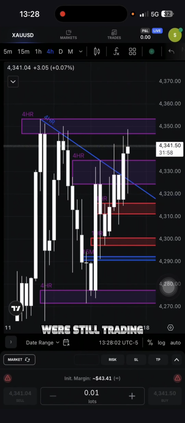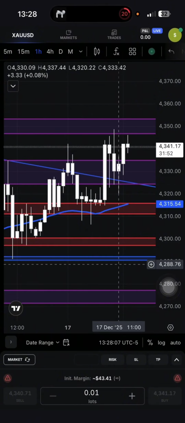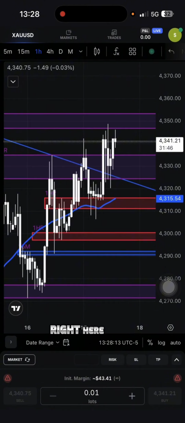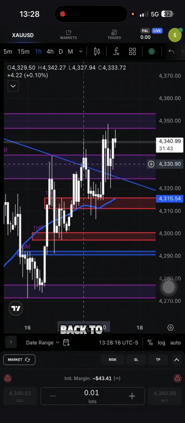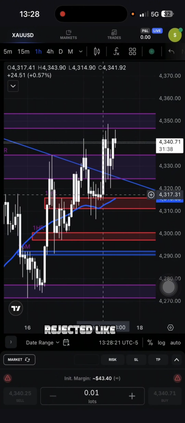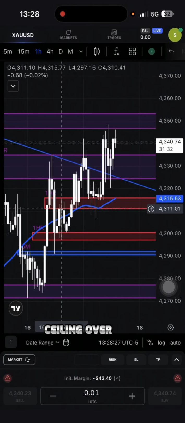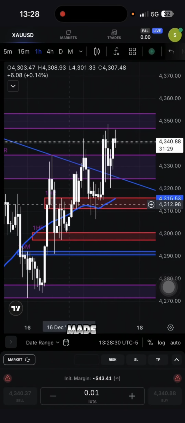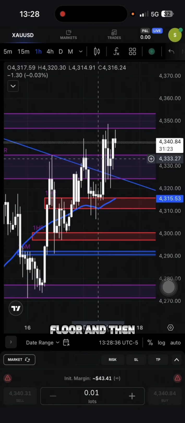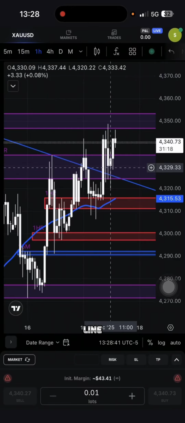I believe all of that happened this morning, around 12. So if I was still trading, as you can see, right here it came back to the trend line and rejected around this area. It made it a floor because before it was a ceiling over here. Once it broke out, it made it a floor, came back, retested it, and then pushed up past the trend line, came back and retested the trend line, and now it's pushing up.